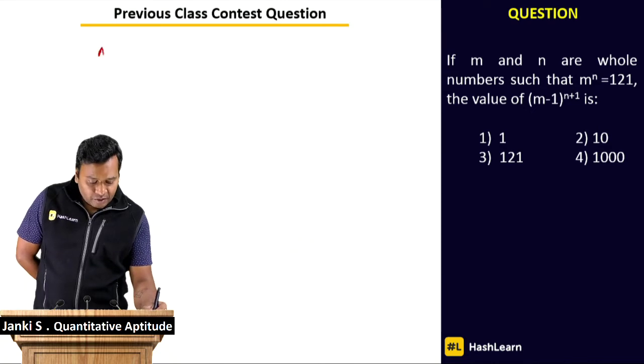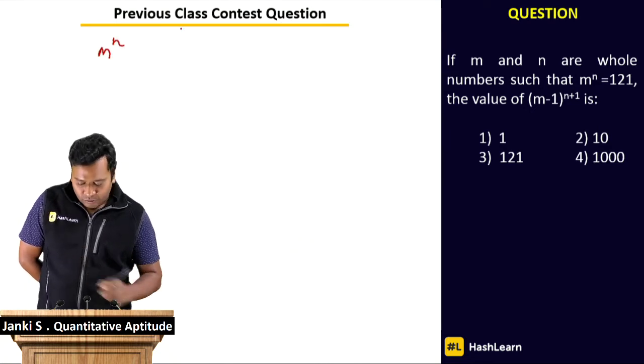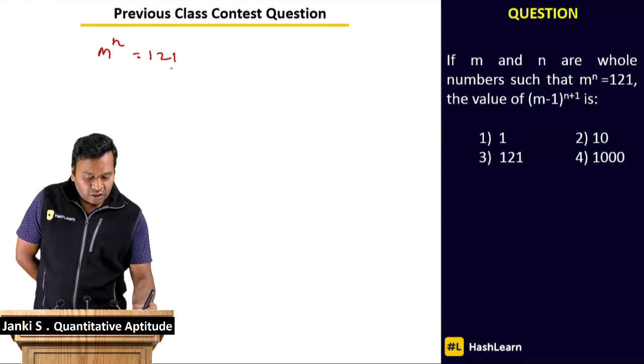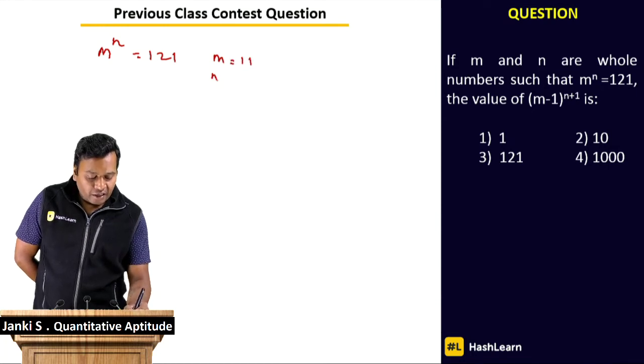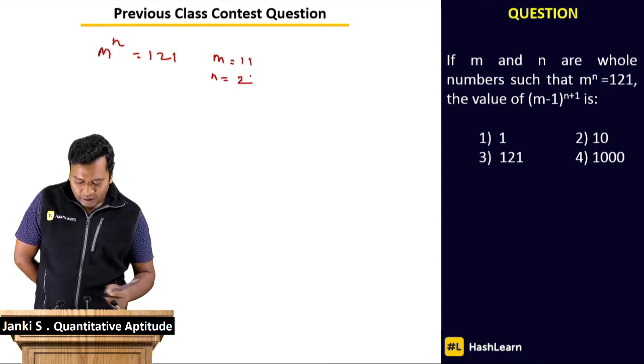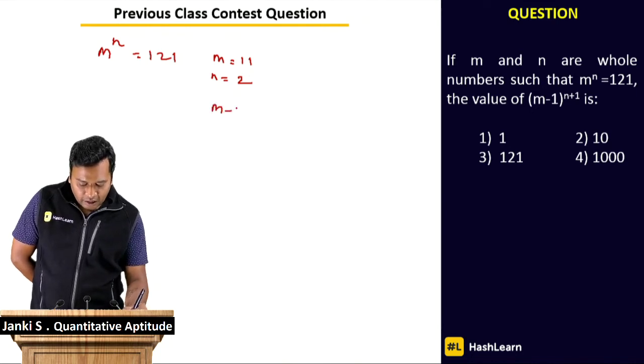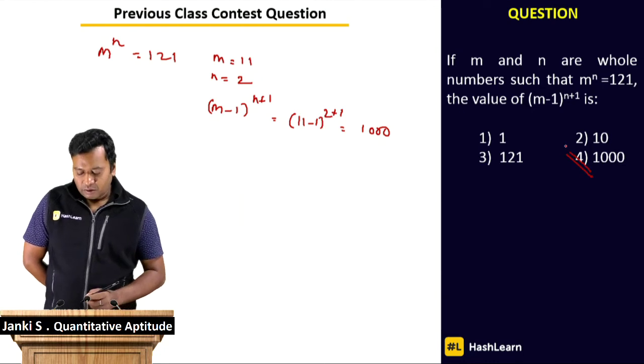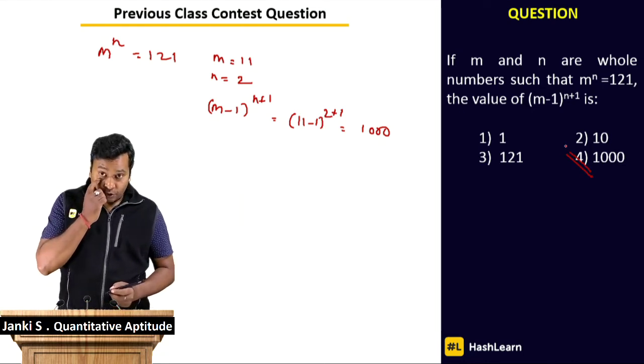It's given m raised to n, where m and n are the whole numbers, is equal to 121. So what is the condition? What are the values possible for m and n here? M value will be definitely 11 and n value is nothing but 2. Right. So I'm talking about m minus 1 raised to n plus 1. So that's something but 11 minus 1 raised to 2 plus 1. 10 cube is nothing but 1000 is my value. My answer option is nothing but option 4th.